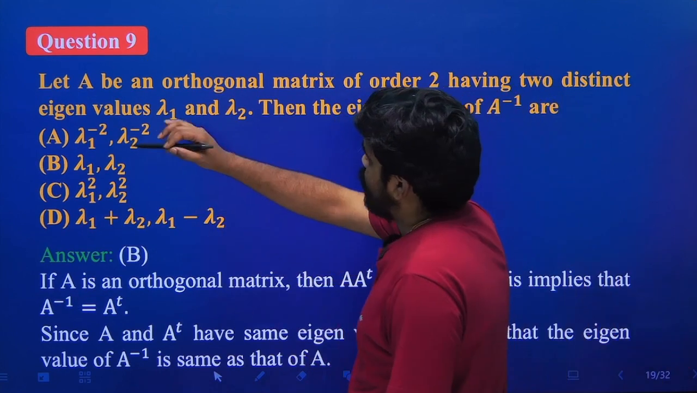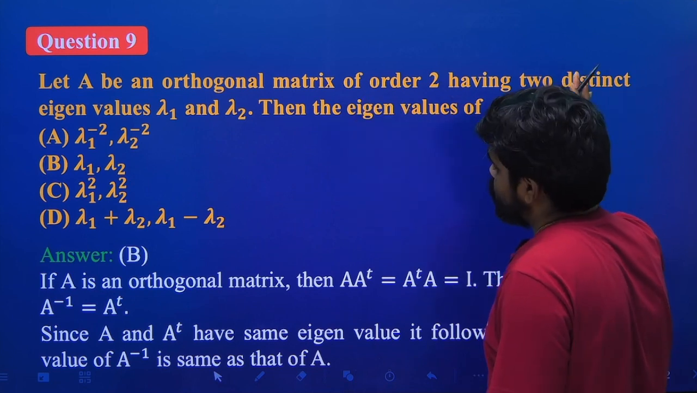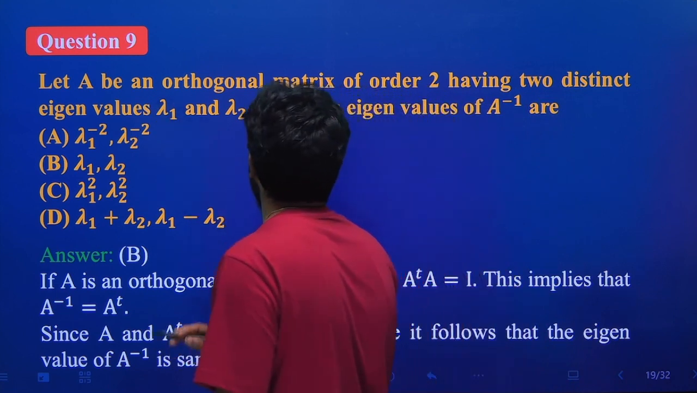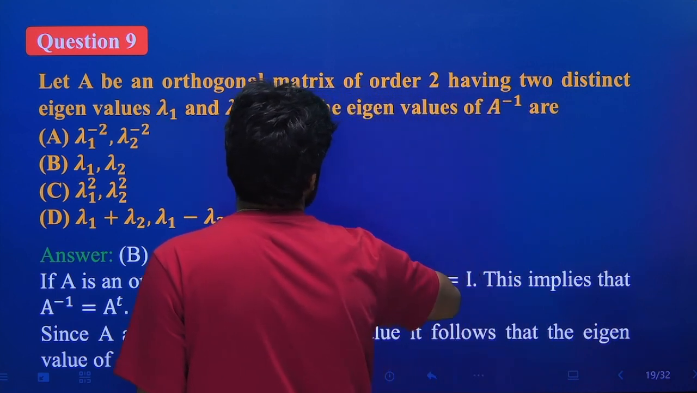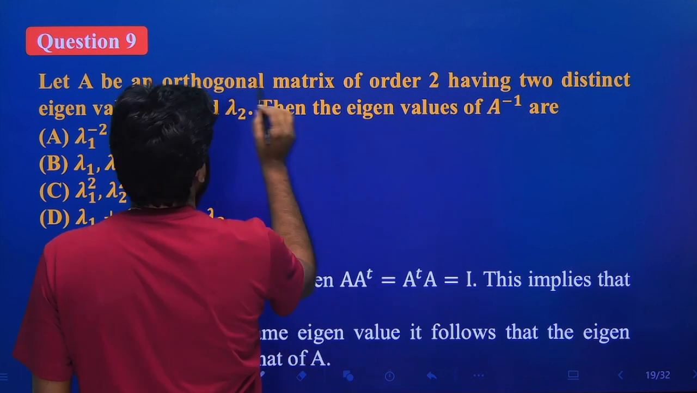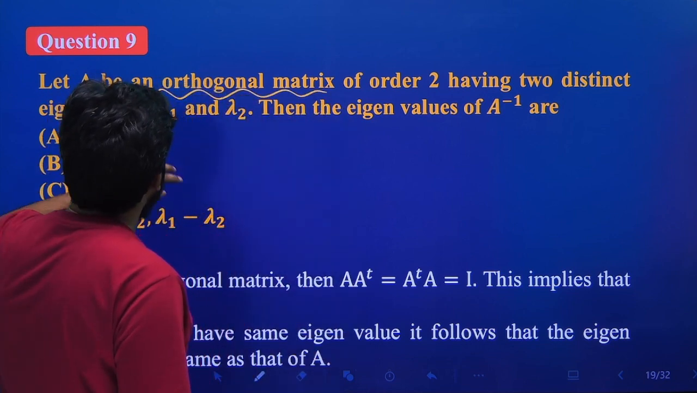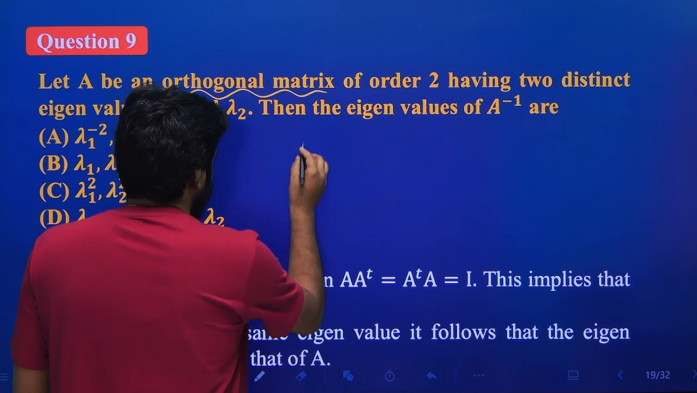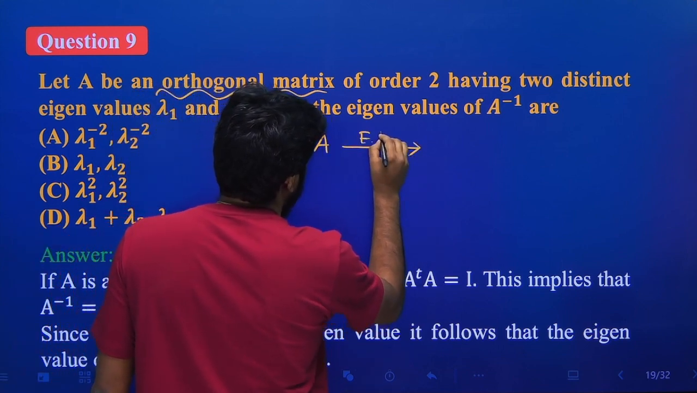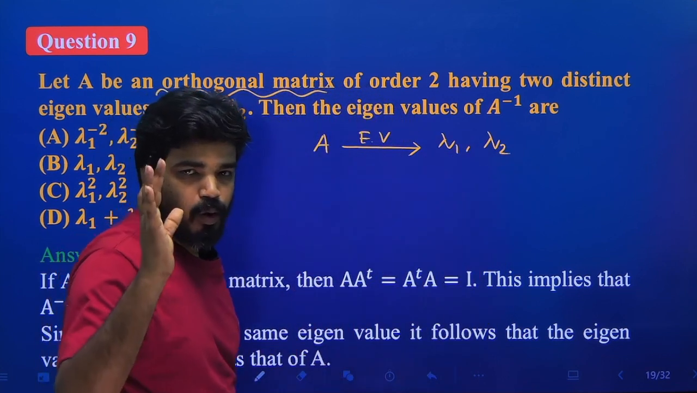Next, let A be an orthogonal matrix of order 2 having two distinct eigenvalues, lambda 1, lambda 2. Then the eigenvalues of A inverse. Here it is given that A is an orthogonal matrix, right? It has eigenvalues lambda 1, lambda 2. So the eigenvalues of A are lambda 1, lambda 2. I have already discussed this.